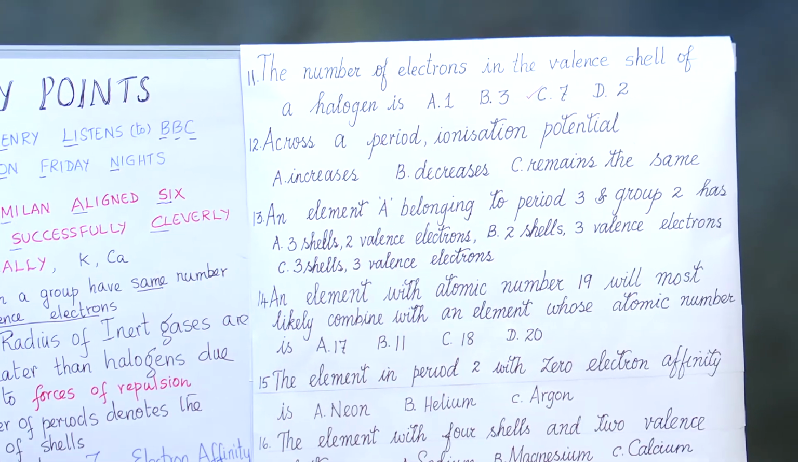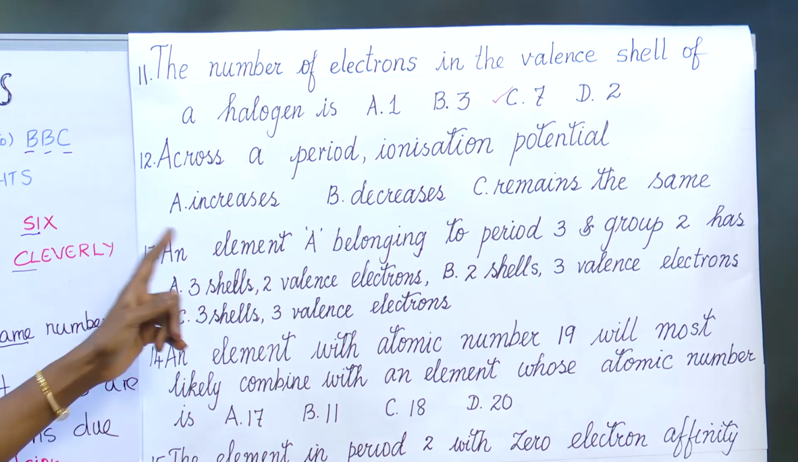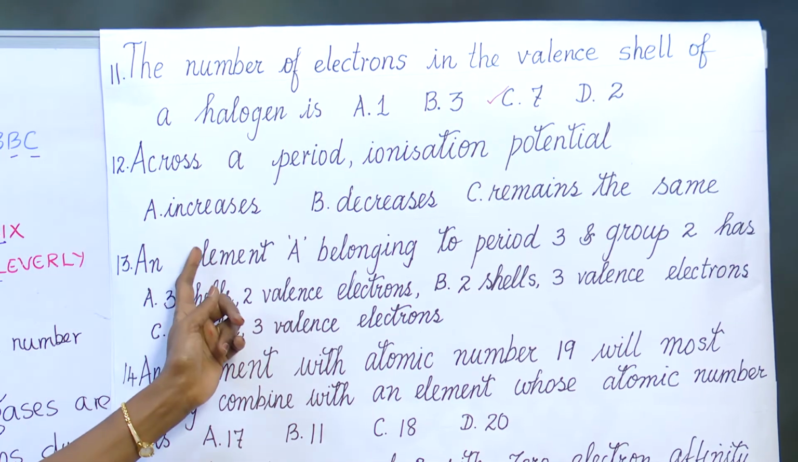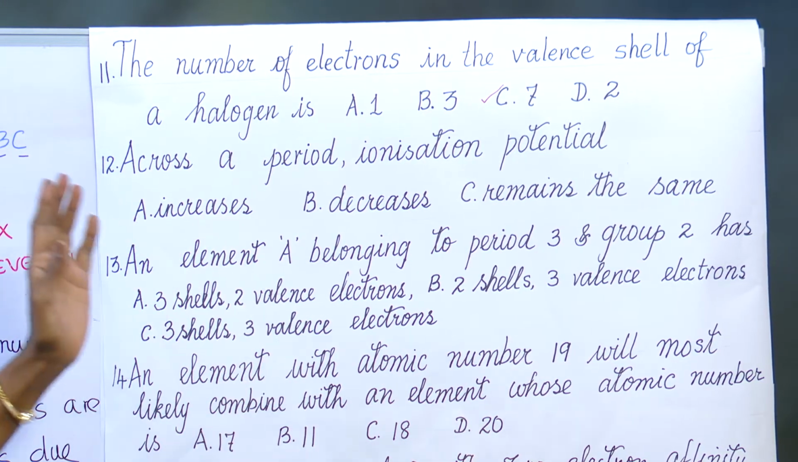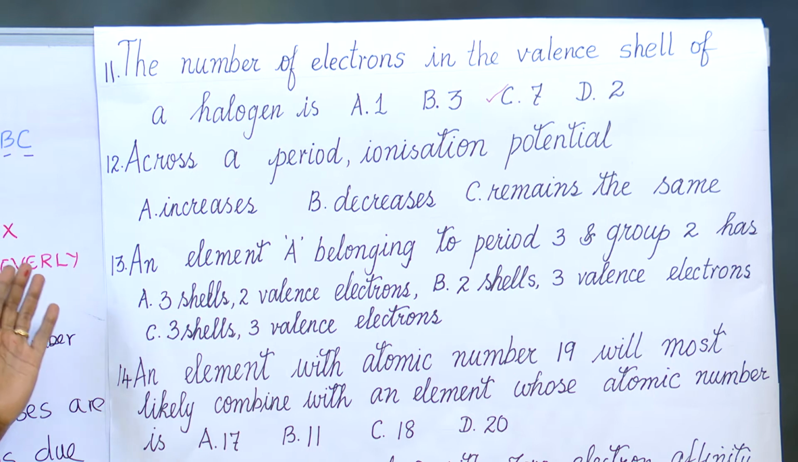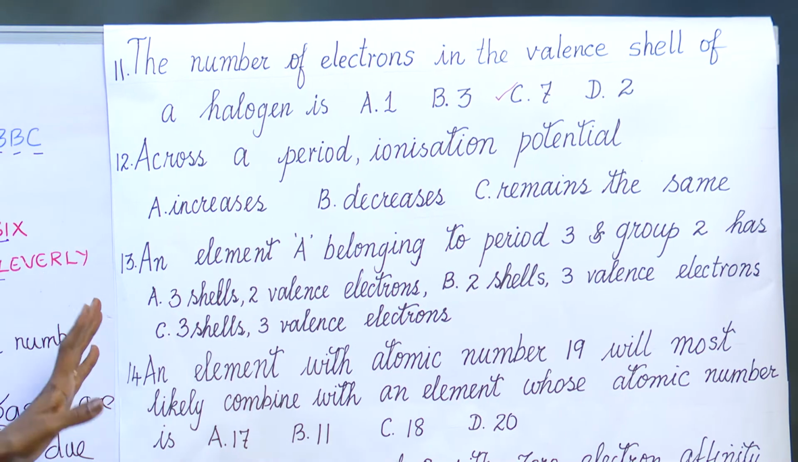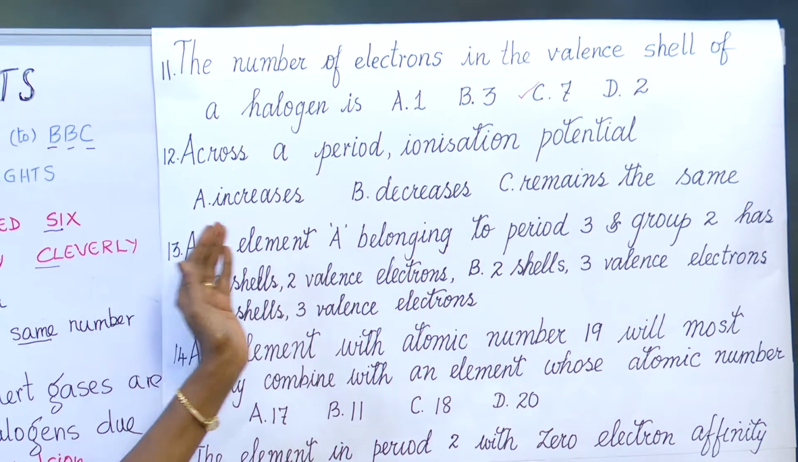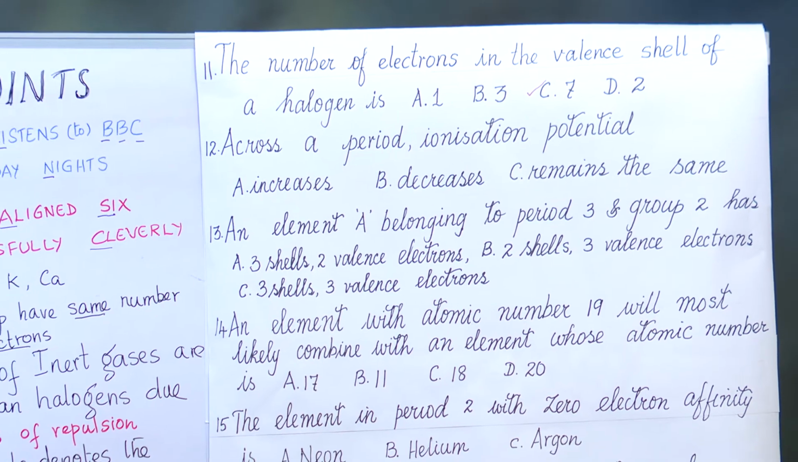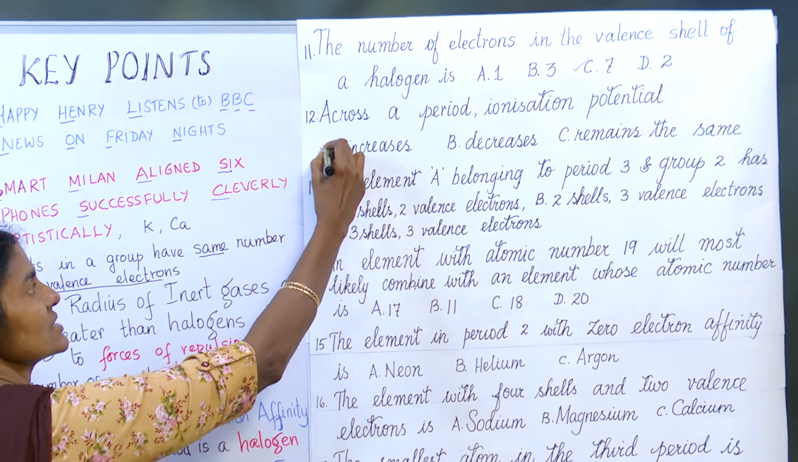Alright, next, across a period, ionization potential, will it increase or decrease or remain the same? Okay, the most important points that we noted down in the previous video, that's why you should keep track of it. It says that ionization potential will increase across a period. So the answer for this one is it increases.